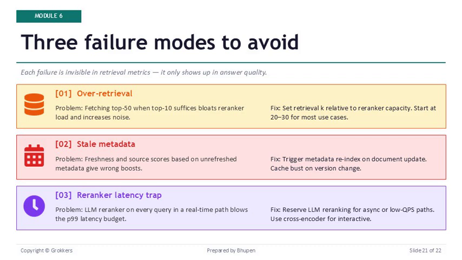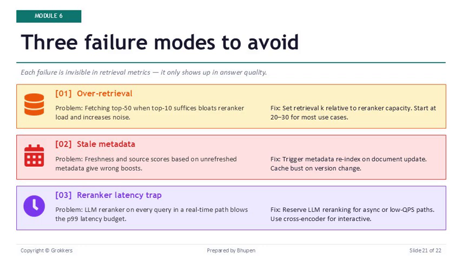Trap 3. The latency trap. You fell in love with your LLM re-ranker's accuracy, so you put it on every single query, including your real-time search path. Suddenly, your P99 latency is through the roof. Reserve LLM re-ranking for async or low-traffic paths. Use cross-encoders for interactive queries. These are the kinds of lessons that usually cost teams weeks of debugging.